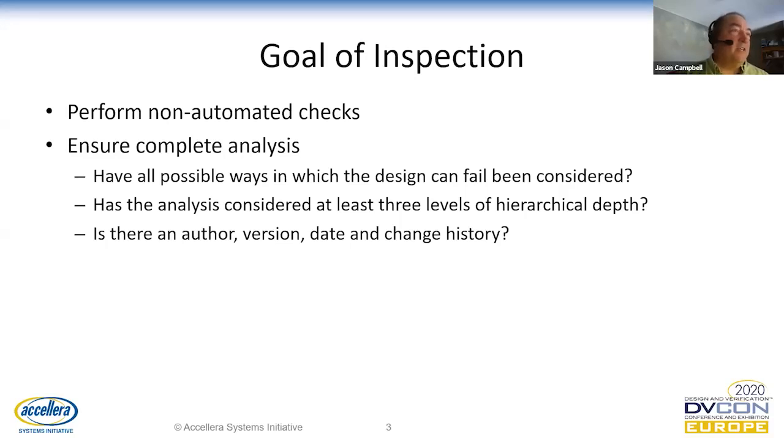A typical SOC is going to have many thousands and perhaps tens of thousands of possible failures, depending on how large it is. Another thing we need to do is an analysis down to at least 3 levels of hierarchy. This is required by the standard, so we need to make sure that that's been done. Another thing is to take a look at all the evidence that you have, the documentation, and say, do we have an author, a version, a date, and a change history for all of those documents? So we've got to take a look at this and put a plan together and make sure we have a complete analysis.